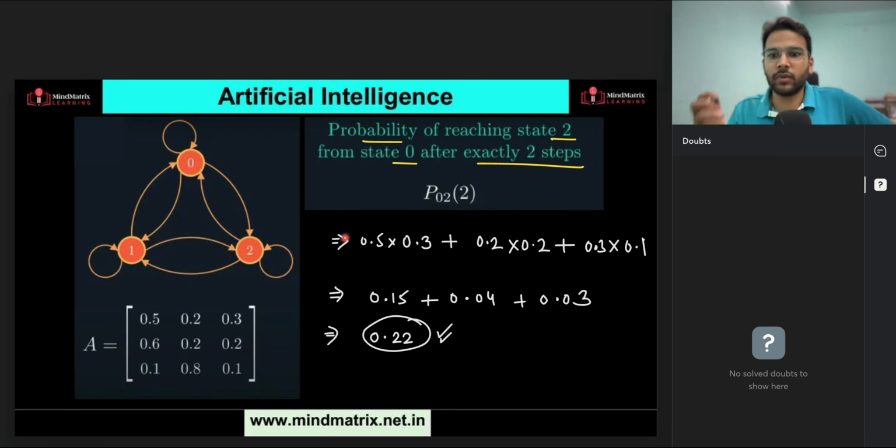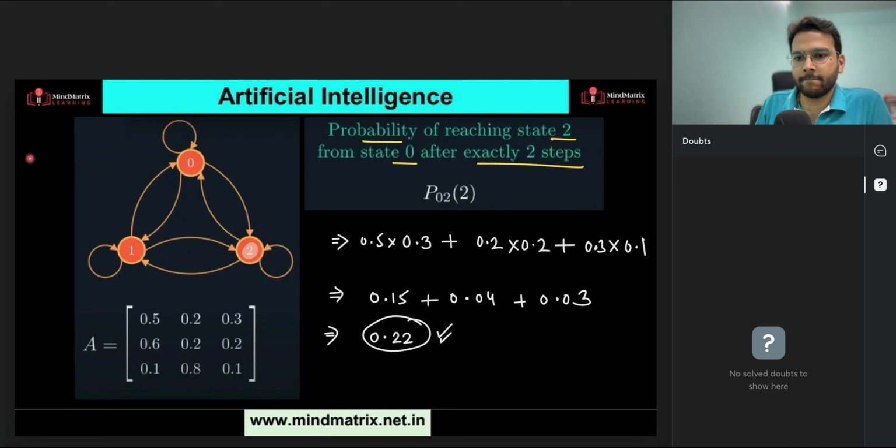Yes, Abhas. Why 2 to 2? Yeah, that is basically because we are talking about exactly 2 steps. That means from 0 to 2, and then again 2 to 2, because the problem statement is like this. After exactly 2 steps, I should reach state 2. So after these 2 steps, can I say I'm still present at state 2? Yes or no? Exactly. This is what is mentioned, right? Exactly 2 steps. Is this clear so far?